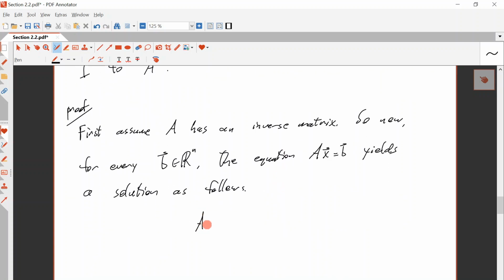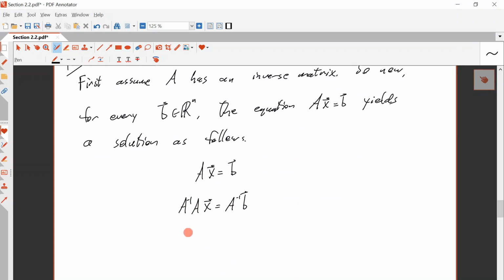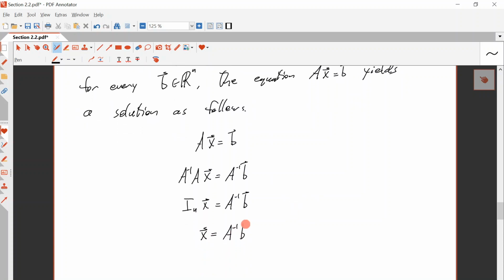Right, so you have A times X equal to B. So then A inverse, we're assuming it exists, so let's use it. But this is equal to In. But In times X is just X. Right, so that's the solution.